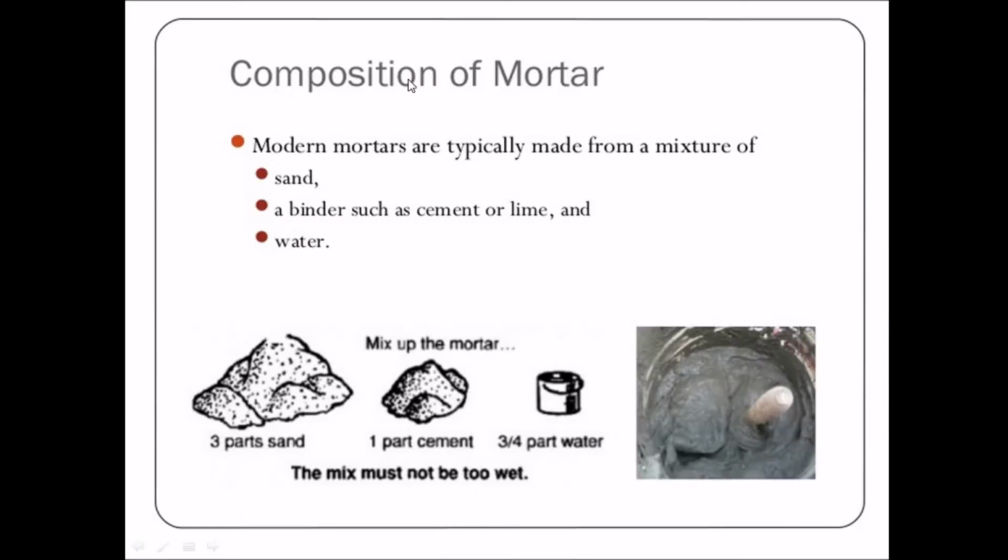Then next is the composition of mortar. Modern mortars are typically made from a mixture of sand, a binder such as cement or lime, and water. Here you can see mortar is prepared with 1:3 proportion of cement and sand, and about 3/4 of water is added, and this mixture is then prepared.